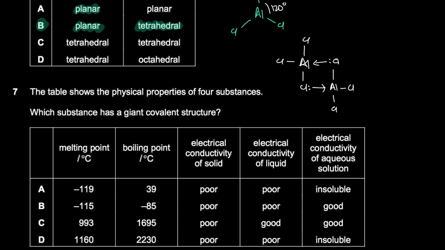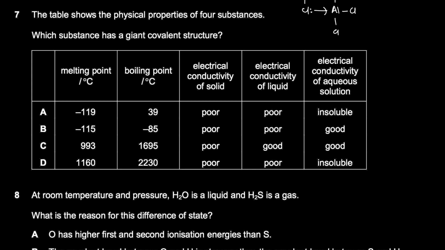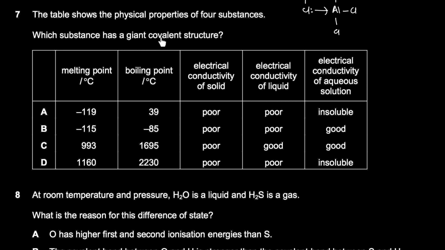The table shows the physical properties of 4 substances. Which substance has a giant covalent structure? Now, obviously it's not A or B, because A and B have very low boiling points and melting points, right? Giant covalent structures would have very high boiling points or melting points. But we know that if it's giant covalent, it would be a poor conductor in the liquid state, right? If it's a good conductor, that means it's ionic, right? This is ionic. So it can't be C either, right? So it must be D, right?